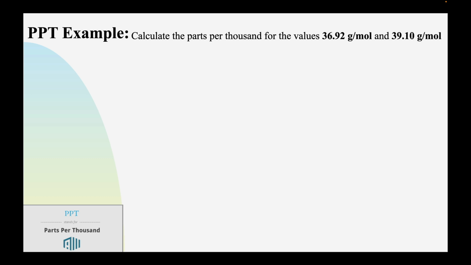Here's another example. We have 2 values this time that are molar masses, 36.92 grams per mole and 39.10 grams per mole, and we want to find the parts per thousand. So these values could have come from, say, the molar mass of a volatile liquid lab or the freezing point lab. Hard to say, but we have 2 numbers and we can find the parts per thousand from them.